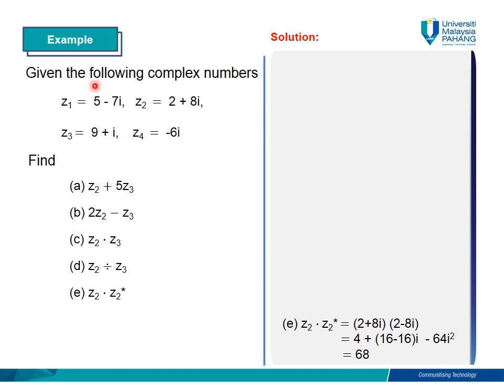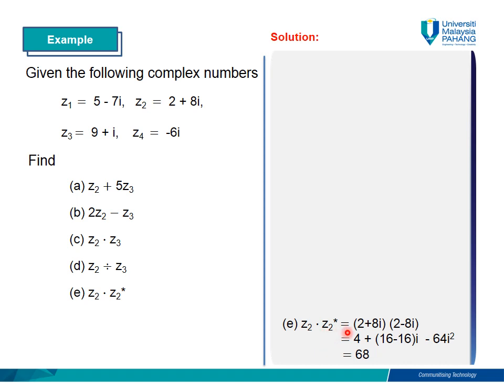Okay, so this is example. Given the following complex numbers z1, z2, z3 and z4, you need to find z2 plus 5z3, 2z2 minus z3, z2 times z3, z2 divided by z3, and z2 times z2 conjugate. Okay, so here is the solution for E.